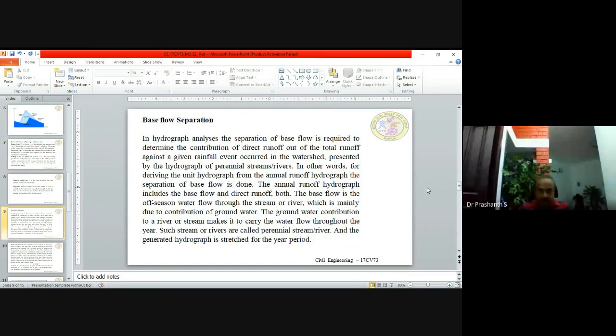Let's understand. In a hydrograph analysis, the separation of base flow is required to determine the contribution of direct runoff out of the total runoff. You have to keep it in mind. It is required to determine the contribution of direct runoff out of the total runoff against a given rainfall event occurred in a watershed. It's presented by the hydrograph of perennial streams or rivers.